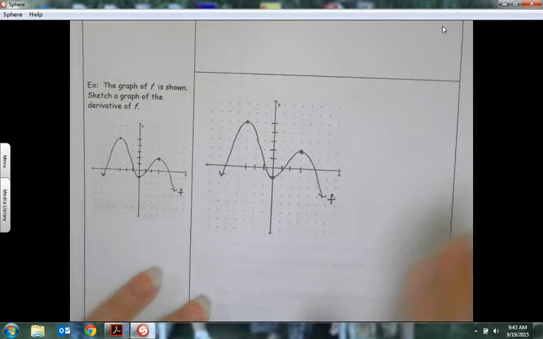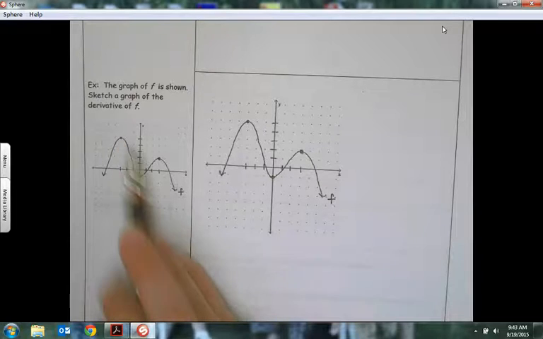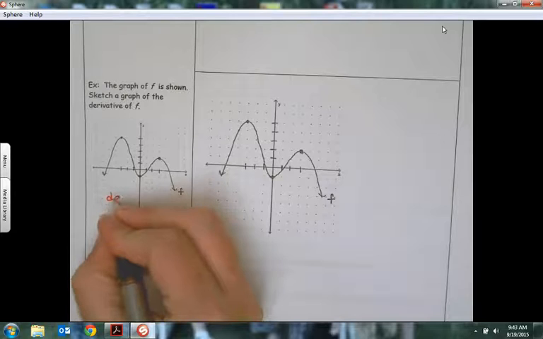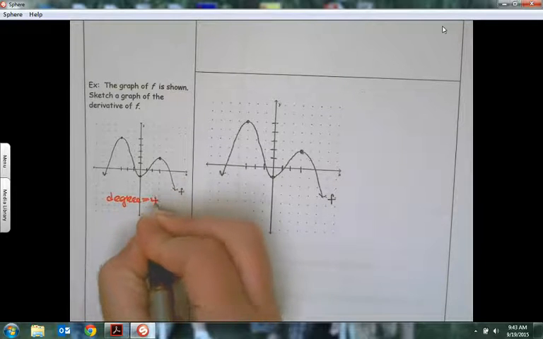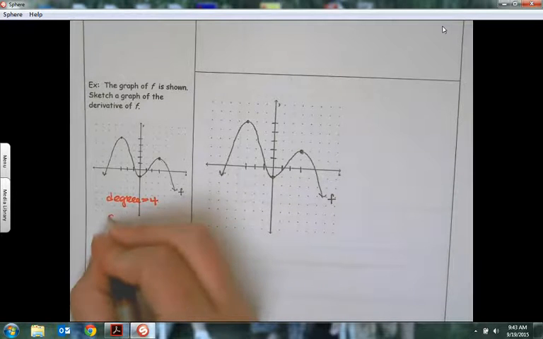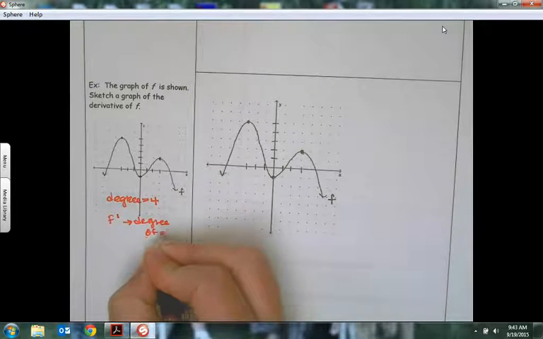Okay, ooh, these are fun. I love these. Nice. Okay, so this is f, and it wants me to sketch a graph of the derivative of f. Well, first off, let's take what we know about derivatives. This has 1, 2, 3 humps, so I know that this guy is a degree of 4, meaning that my derivative should have a degree of 3.